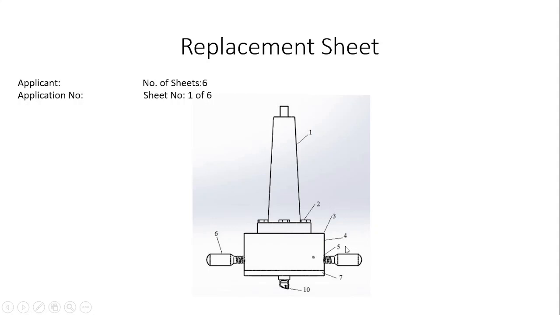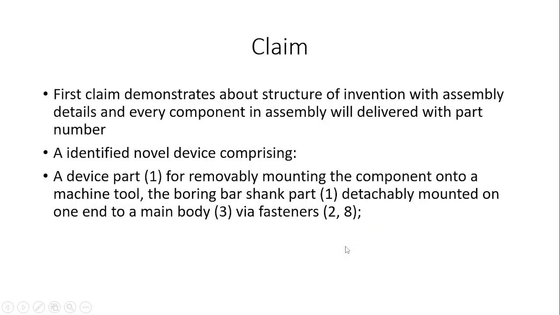I can describe it with my patent abstract. And then the claim, how I wrote the claim: the first claim demonstrates the structure of the invention with the assembly details, and every component in the assembly is delivered with the part number. A novel device comprising a device part 1, a shank for removably mounting the component on the machine tool. Already I explained how we fix the shank into the machine tool. Then the boring bar actuator.